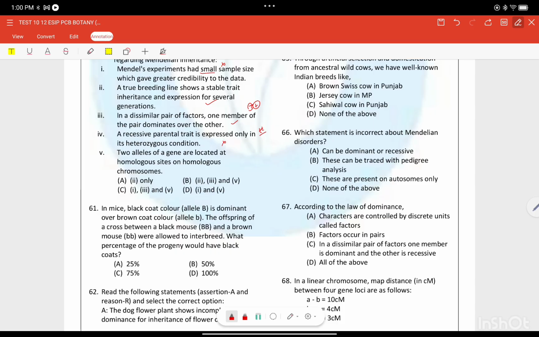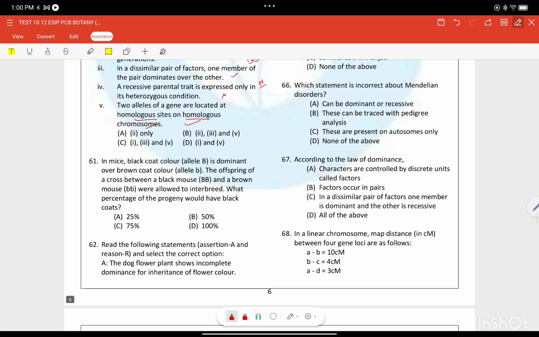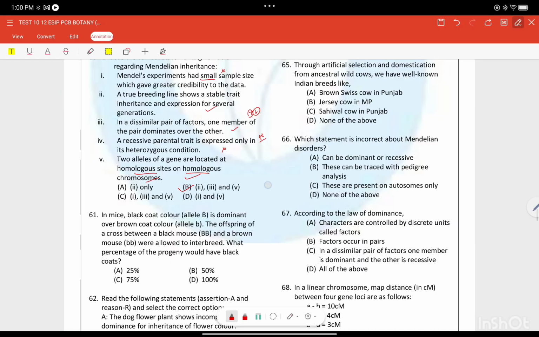So this is incorrect. Two alleles of a gene are located at homologous site of homologous chromosome. That is also correct. So answer is B. 2, 3 and 5 are correct, and 1 and 4 are incorrect.